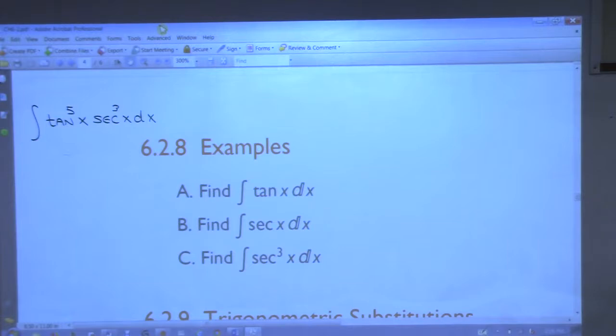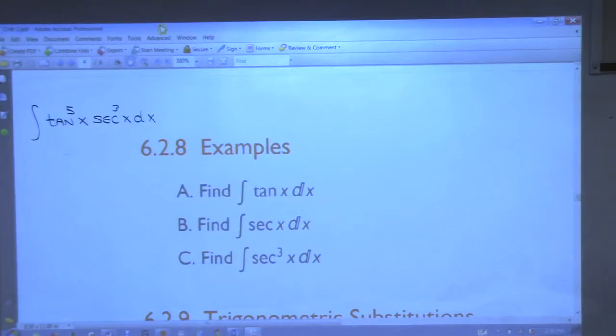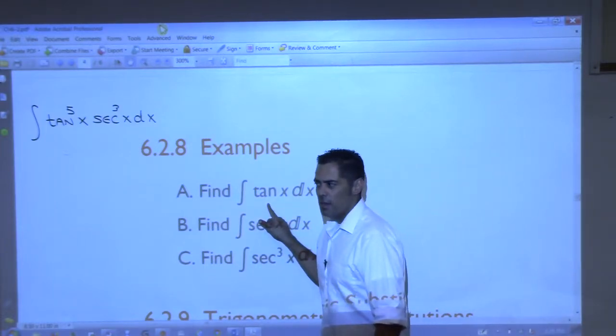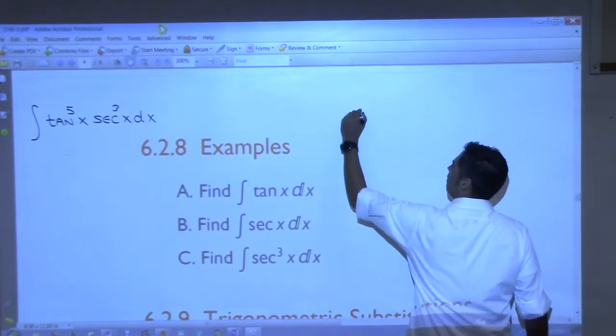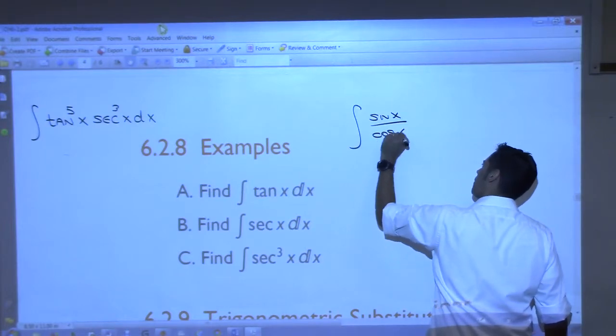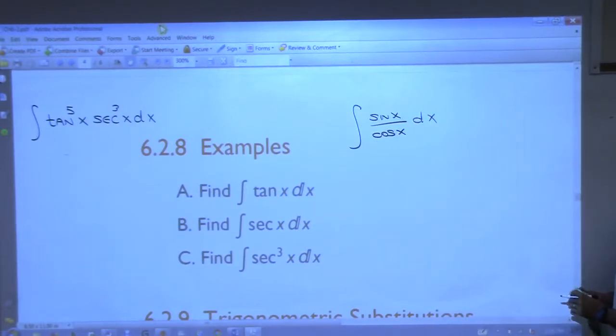All right. Here we go. Look at these. These are not as obvious. So let's do the first one. Hey, wait a minute. The antiderivative of tangent, that's on your formula sheet, isn't it? Okay, then we don't need to do it. How in the world did they get that formula? That's tangent, right?